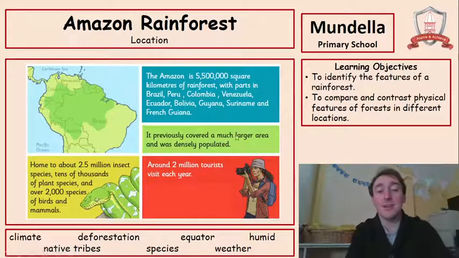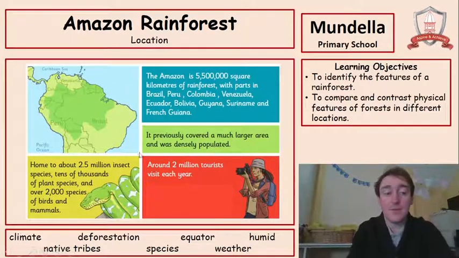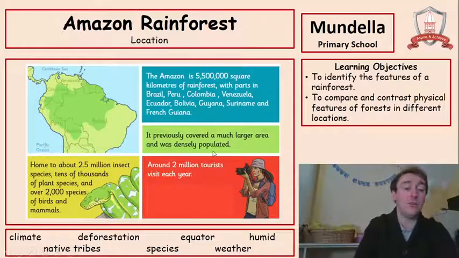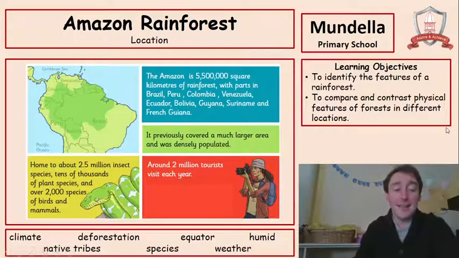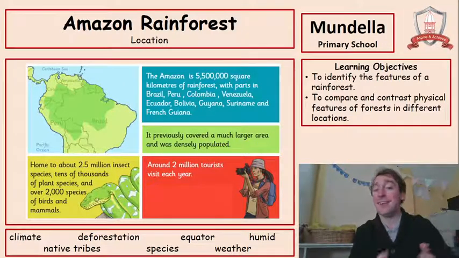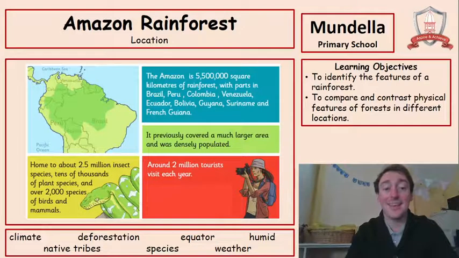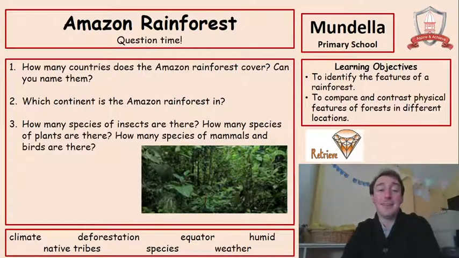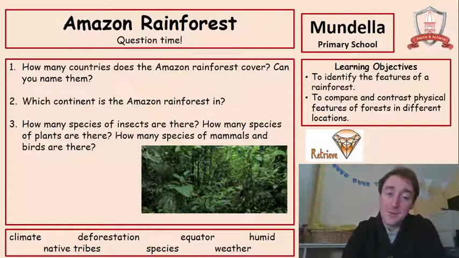It used to cover a much larger area than even that, and it was densely populated with life. Okay, it's home to about 2.5 million insects, tens of thousands of plant species, and over 2,000 species of birds and mammals. And that's 2.5 million insect species, not just 2.5 million insects. There's far more than that. It's crazy.